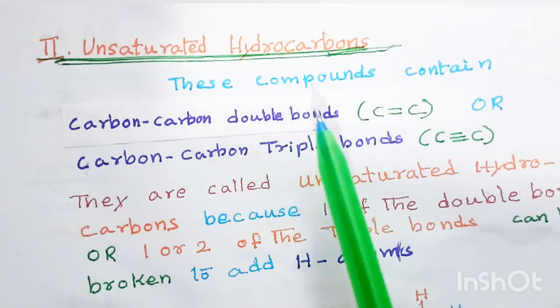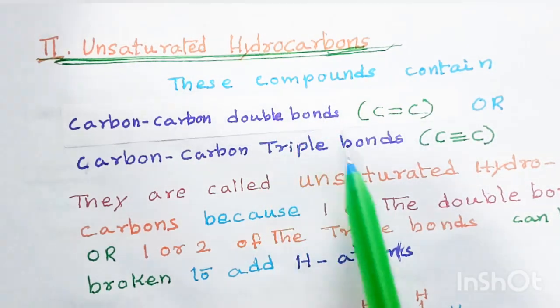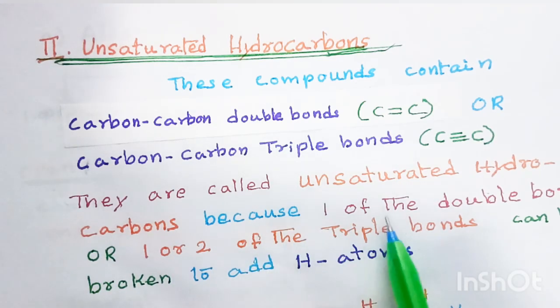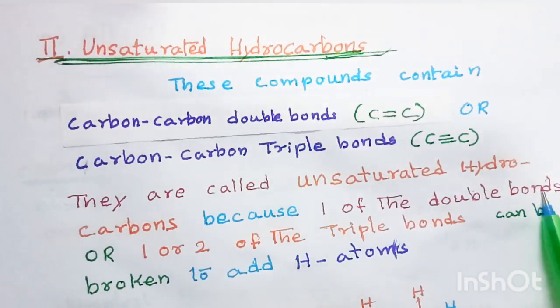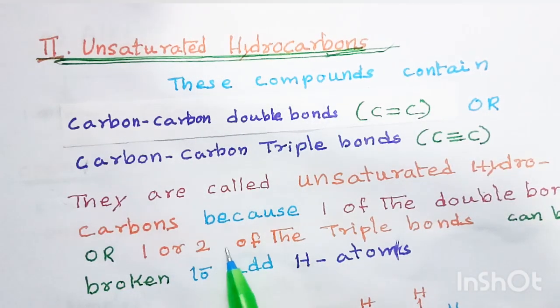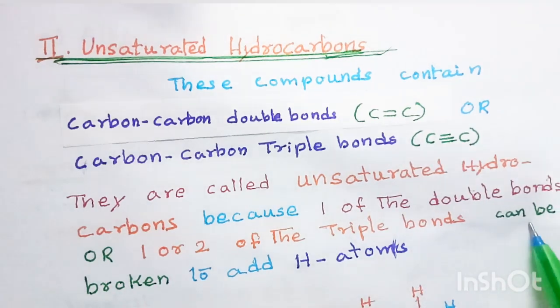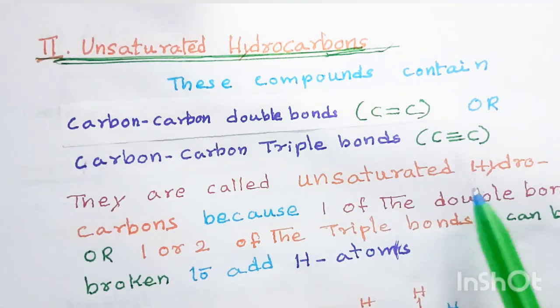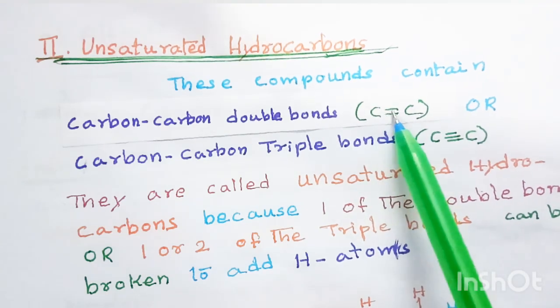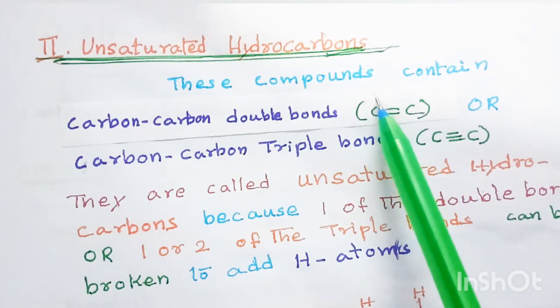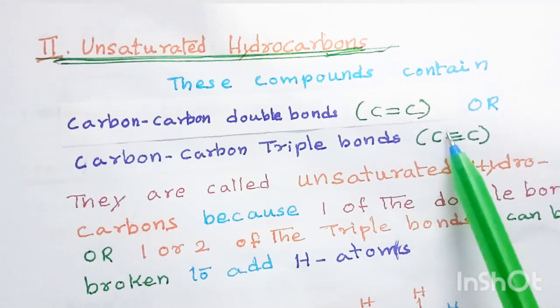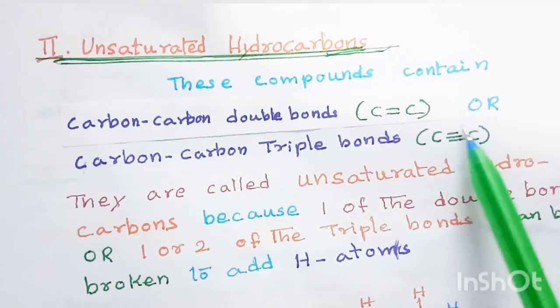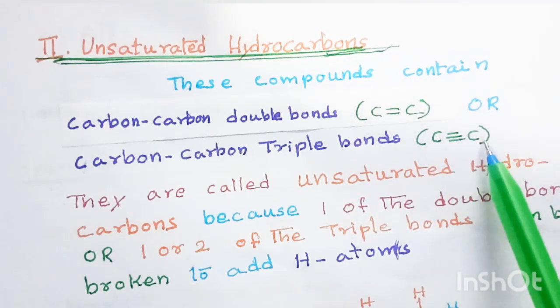So, these compounds are called unsaturated because one of the double bonds, or one or two of the triple bonds, can be broken and hydrogen atoms can be added to those bonds. So they are called unsaturated. That means the carbon-carbon double bond may break and get attached to two hydrogen atoms. In a carbon-carbon triple bond, one of the bonds may break and two hydrogen atoms can be attached to that.